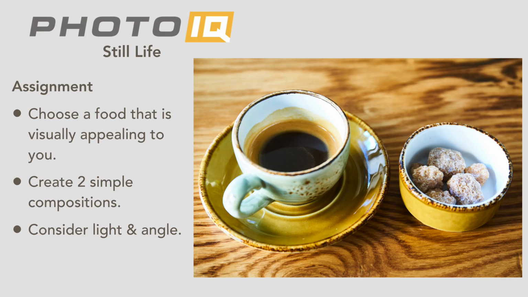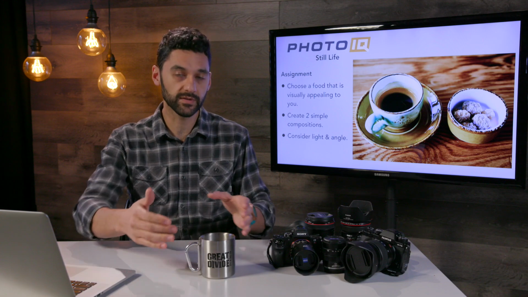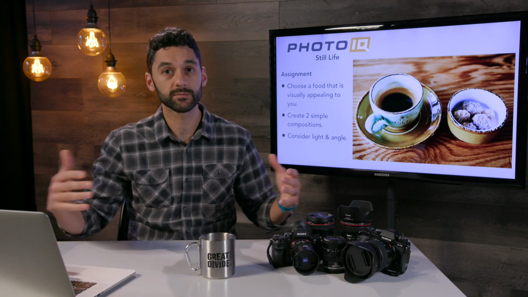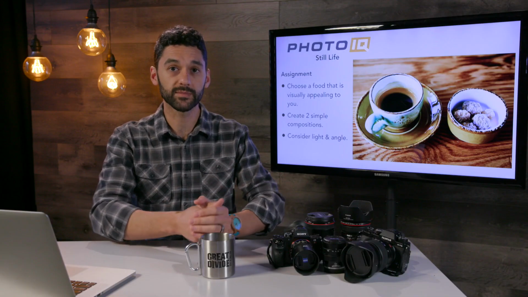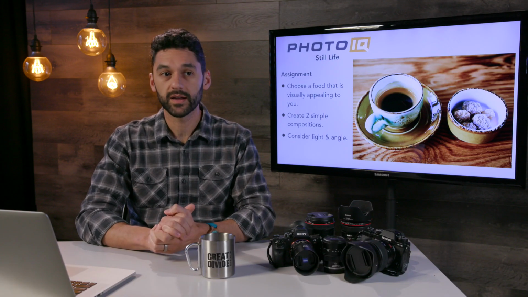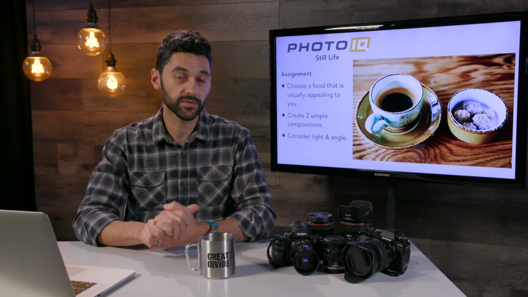Create two simple compositions because I want you to think of building the shot one at a time. So start with something that you like, and then once you've gotten a good angle of that one, do a second angle of it. Maybe add another element to the background or to the foreground, or add a leading line in there to help draw the attention to the focus of that image. And consider your light and angle, okay? Which angle looks best? The angle that you use for the first image should probably not be the angle that you use for the second image.